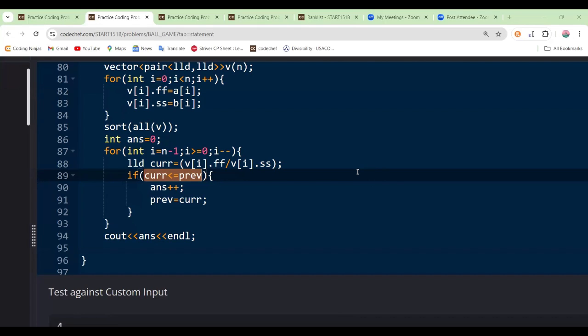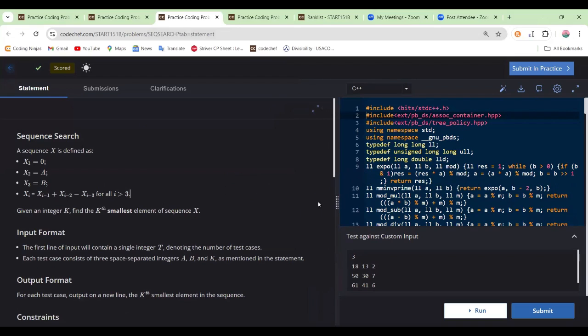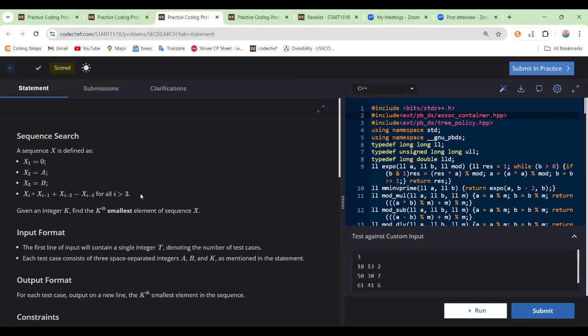Is it clear? Any other doubt? Okay, so let's jump on to the third question. So this wasn't actually, comparatively, I would say, an easy question. Okay, so let's go to the problem statement.